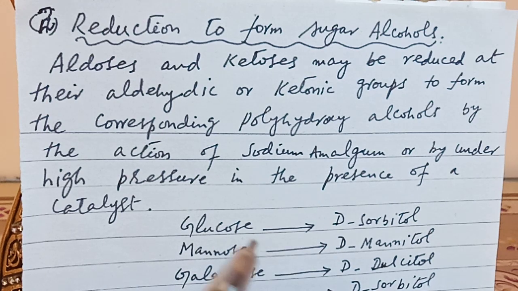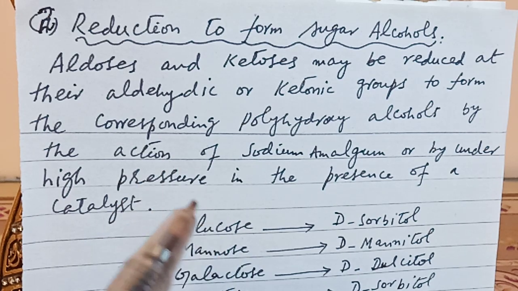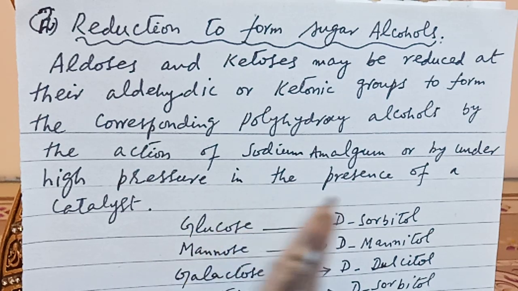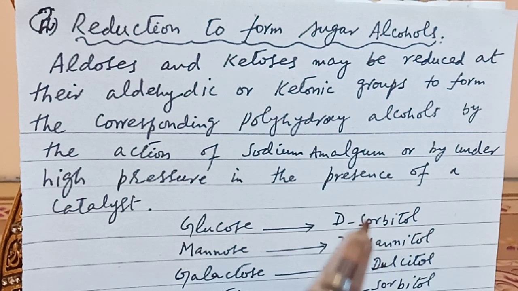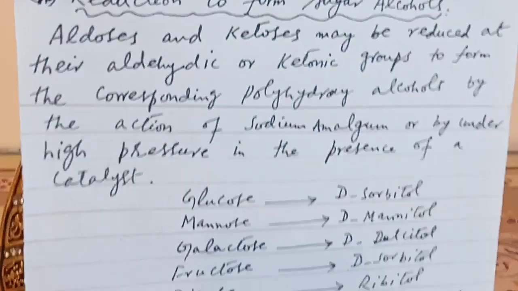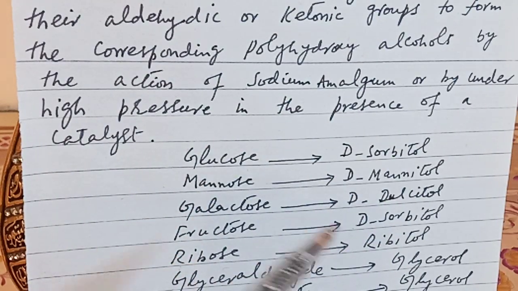So here the example is glucose. When it gains the hydrogen atom, it will be reduced by the action of the hydrogen, converted into its solid sugar, crystalline sugar, D-sorbitol. Glucose in its liquid form sugar, converted into its solid form, crystalline form sugar, D-sorbitol. Mannose, liquid sugar, converted into its D-mannitol, solid crystalline sugar. Galactose sugar is converted into D-dulcitol sugar. All these products are always in crystalline form, appearance.